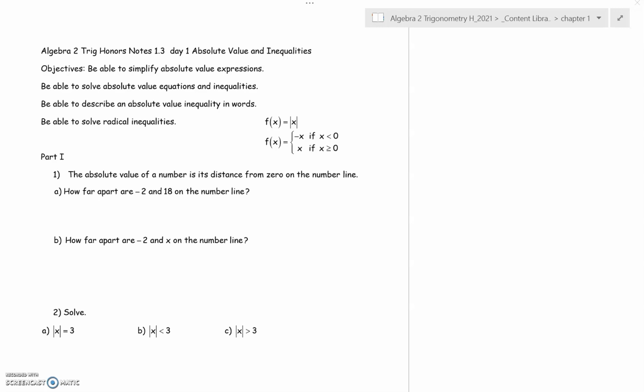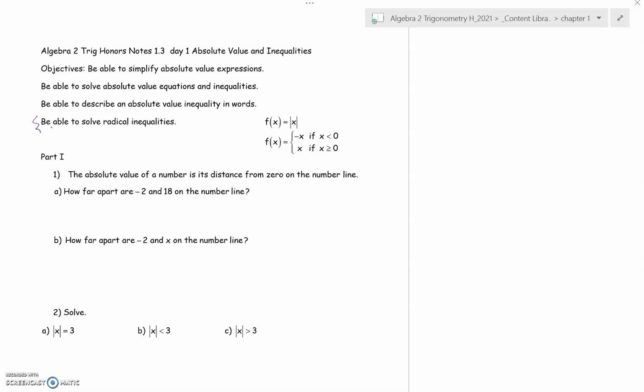So here are our objectives. We're going to be able to simplify absolute value expressions, be able to solve absolute value equations and inequalities, be able to describe an absolute value inequality in words, and be able to solve radical inequalities. So we actually are going to do the radical inequalities in our next notes, 1.3 day 2.